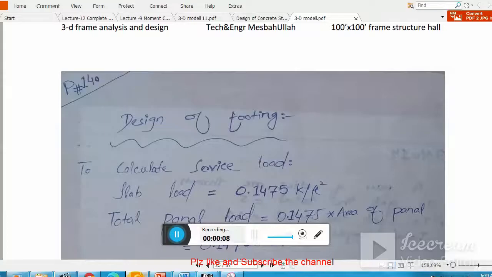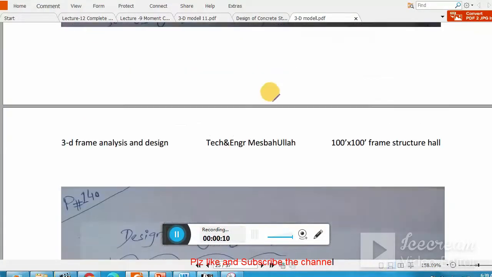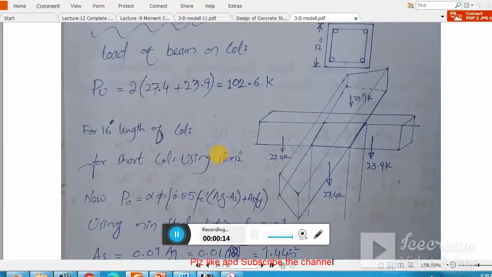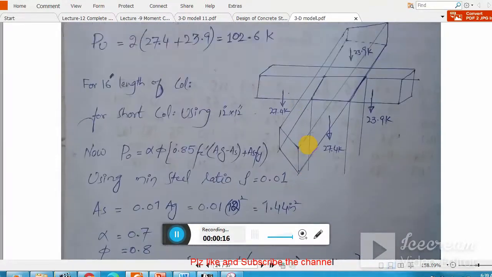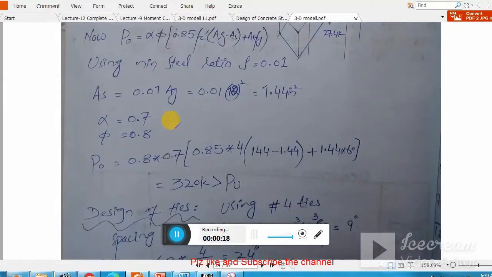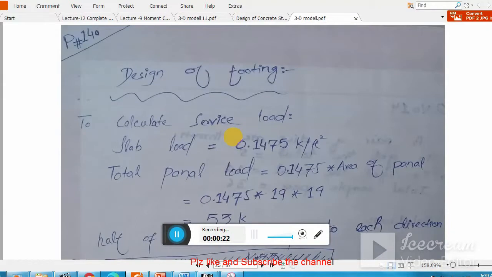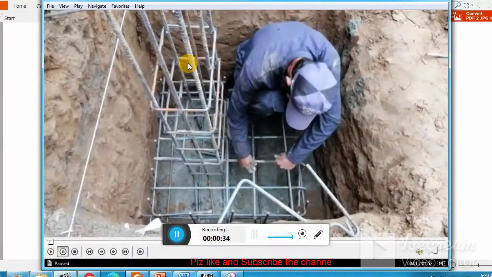Students, in lecture number 11 we covered the analysis and design of a column, and you saw how we designed that column. Now we have to design the footing. To design a footing, we must understand the basics of footing. Let me show you some videos regarding a column.